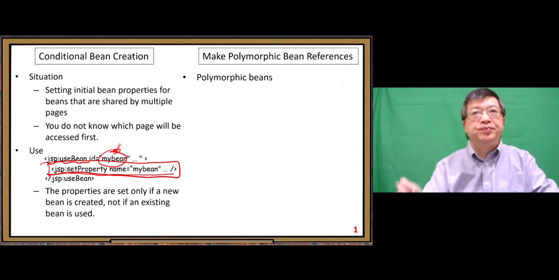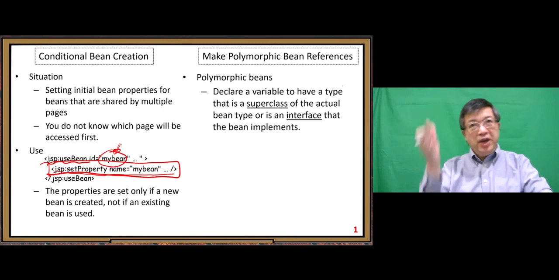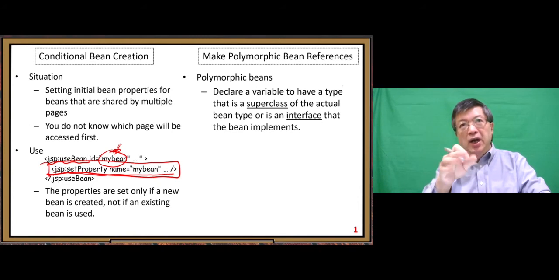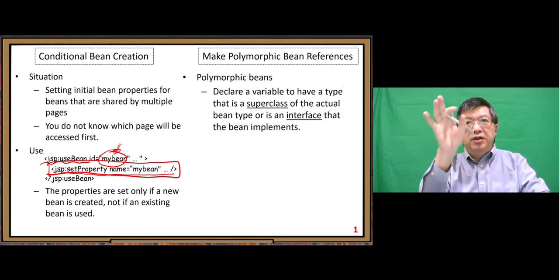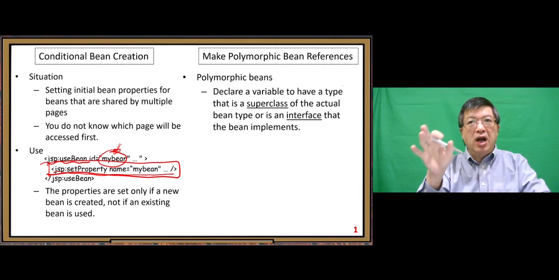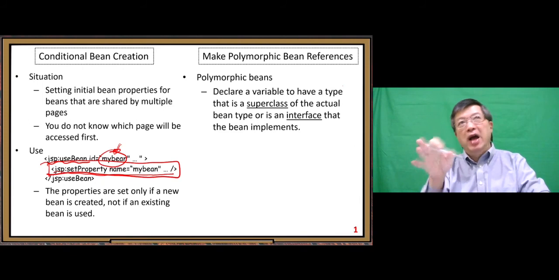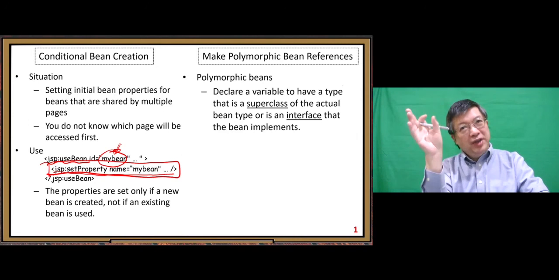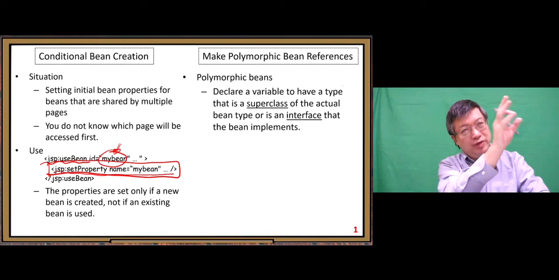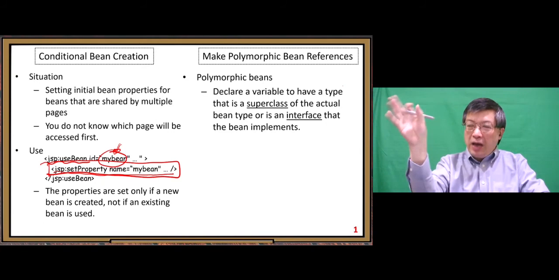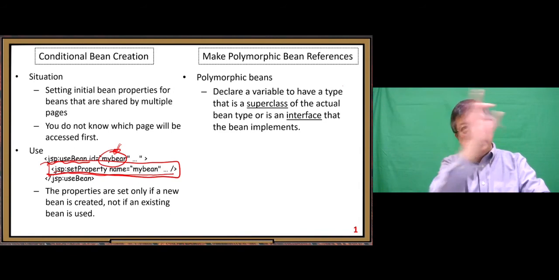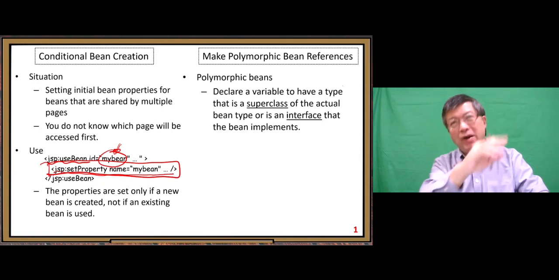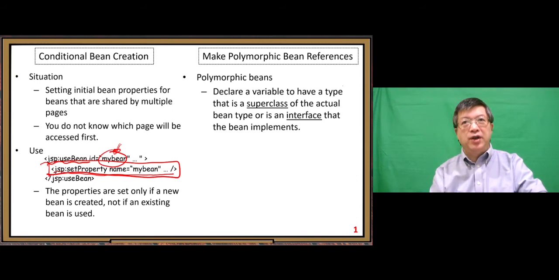Polymorphic beans. The meaning I already explained. Here, declare a variable to have a type that is a superclass of the actual bean type. The actual bean type is the subclass of the superclass. But you declare it as a superclass, so class A, but its actual class is class B. So that's the meaning. With that background, you can understand the sentence.